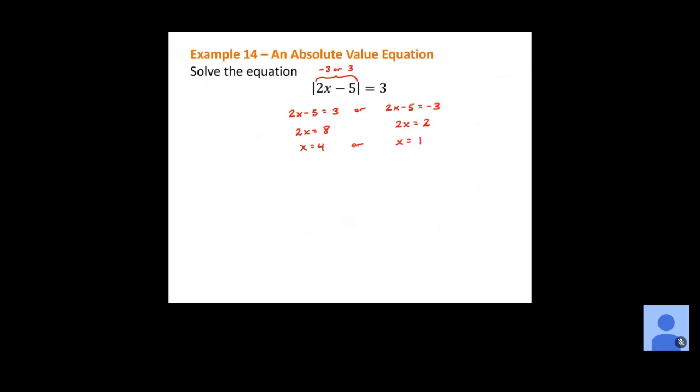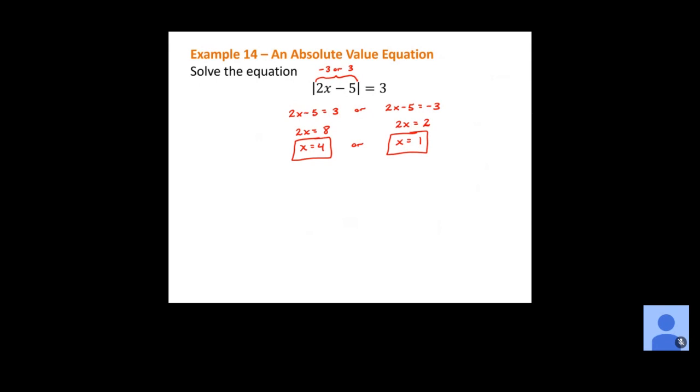So those are now the two solutions to this equation, because if I substitute in a 4, 2 times 4 would be 8, minus 5 would be 3. Absolute value of 3 is equal to 3. That checks out. If I substitute in 1, 2 times 1 is 2, minus 5 is negative 3. Absolute value of negative 3, though, becomes a positive 3, so that checks out. And so now I get two solutions here, and both of these numbers would actually give us 3 as our answer.